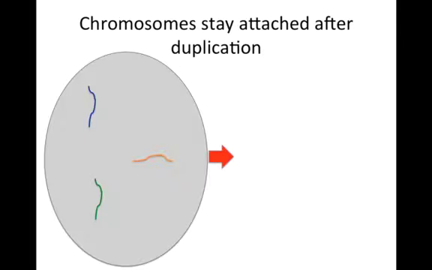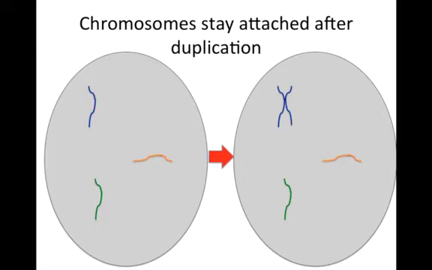And so now we can just learn how the cell basically fixes this problem or deals with this difficulty. So the first thing is after duplication that the chromosomes stay attached. So here I've shown the blue chromosome duplicating, and now the orange and the green ones, and they're going to stay attached at a single point.